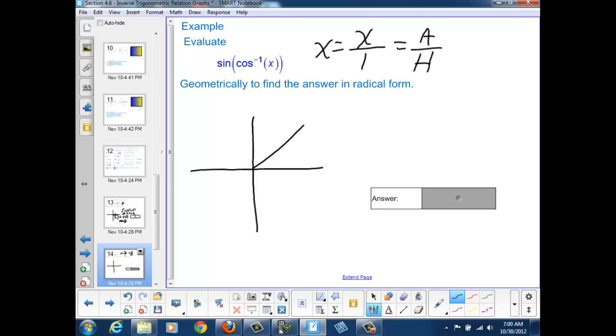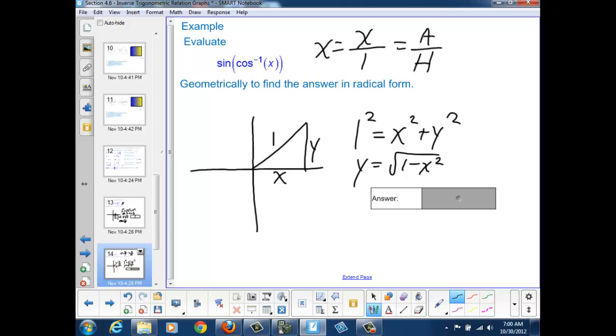We're going to draw that reference triangle in the 1st quadrant. We'll label the adjacent side x and the hypotenuse 1. And to figure out our 3rd side, the opposite side, we're going to use Pythagorean Theorem again. So 1 squared is going to be x squared plus y squared. And if we solve for y, we'll see that y is the square root of 1 minus x squared. Since we're asked to find the sine value, then that would be opposite over hypotenuse and give us an answer of the square root of 1 minus x squared.